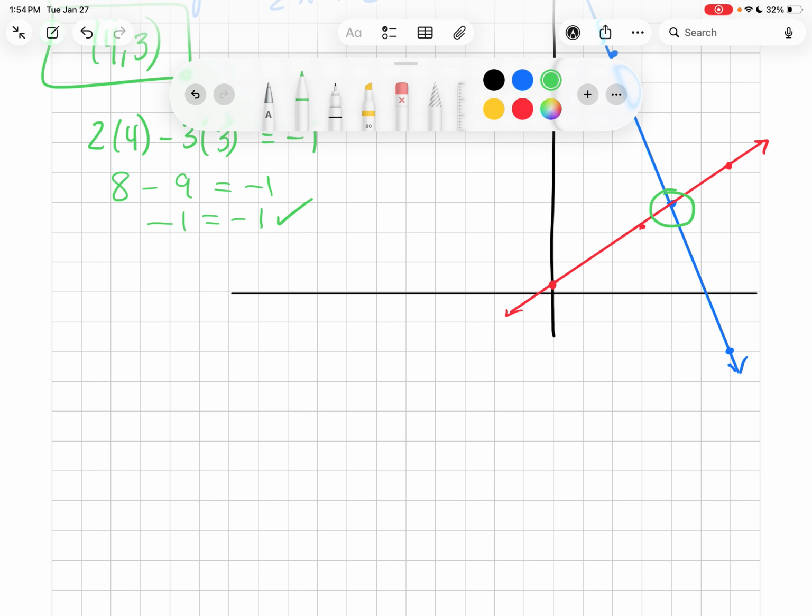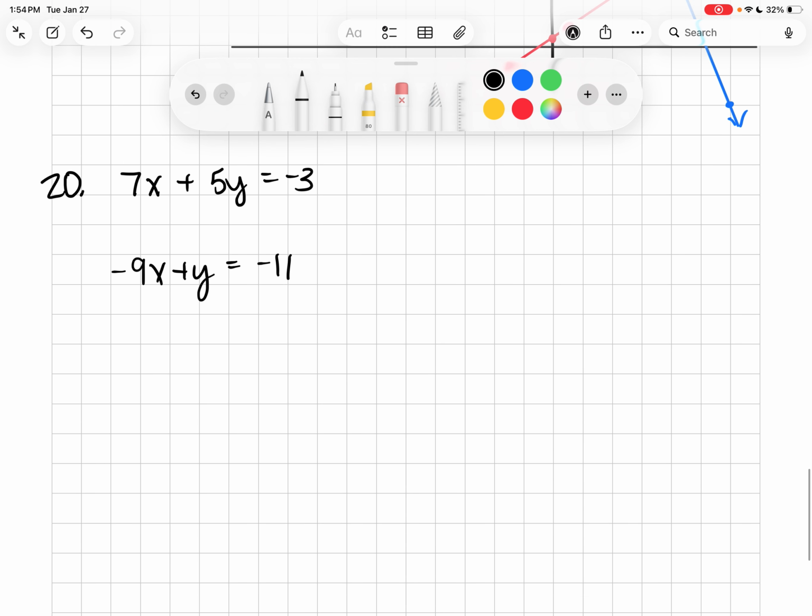I'm going to have you try this next one on your own, and we'll see how we're doing if we need to do more after that. So number 20, we have 7x plus 5y equals negative 3, and negative 9x plus y equals negative 11. These could have fractions, they may not, but if they do, just treat them like the ones that we just did and work really, really carefully. But take a few minutes and make sure you get y by itself, and then graph them and approximate the solution and check it to see if you did it right or not.